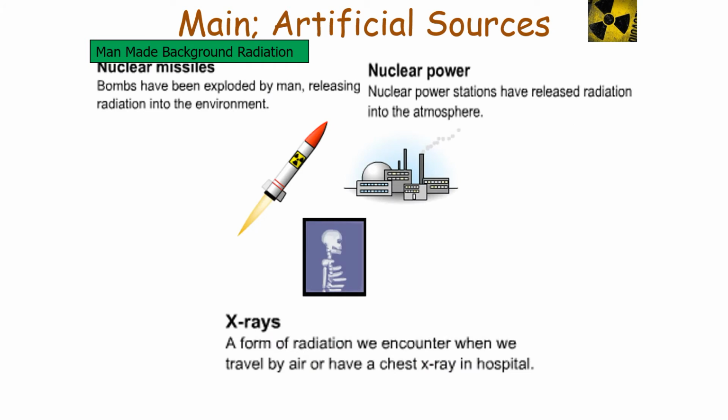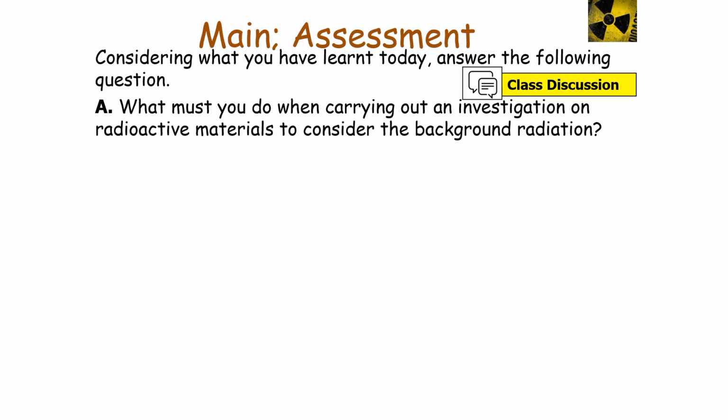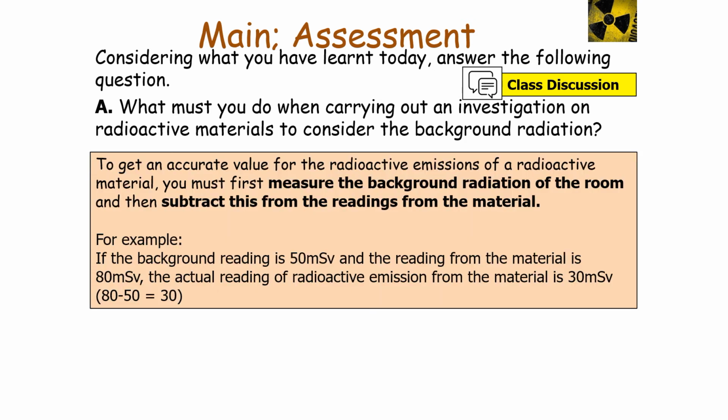So to summarise, we have man-made or artificial or human background radiation in the form of nuclear missiles, nuclear power and medical uses. Now it's important that when you carry out an investigation with radioactive materials, you've got to consider the background radiation. Well, how can you do this? To get an accurate value for the radioactive emissions of a certain radioactive material, you must first measure the background radiation of the room and then subtract this from the readings from the material.